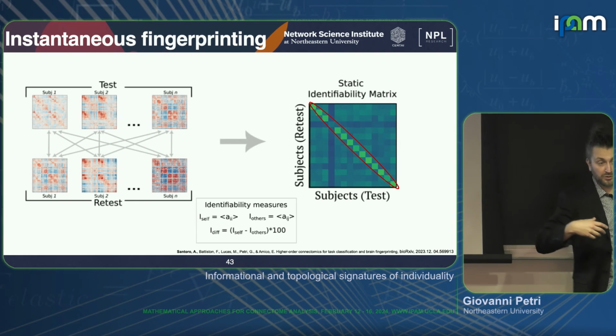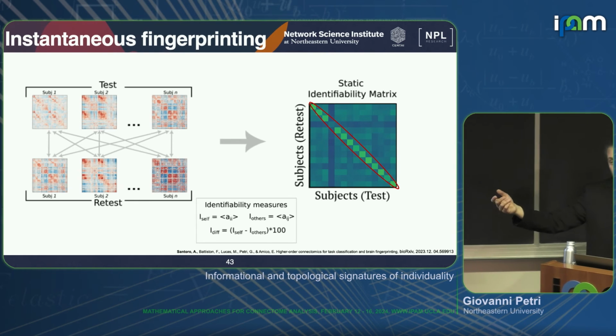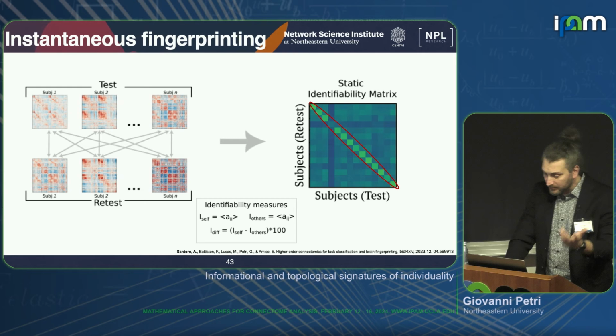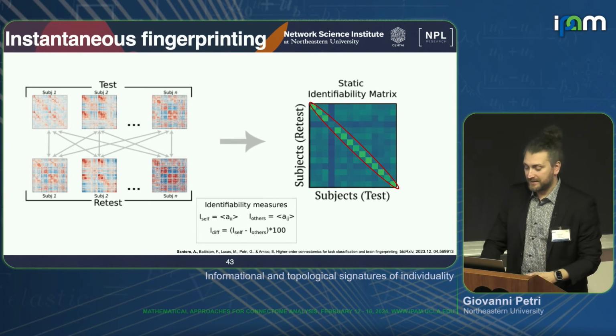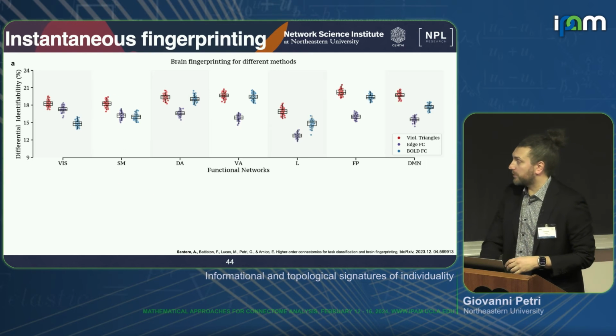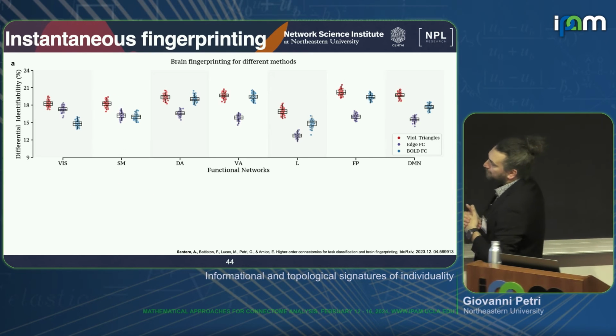And it's the difference between how similar you are to yourself versus how similar you are to others. We do this, and we find very bad results. Okay, so if we do this at the global level, the whole brain level, we find basically that we cannot really fingerprint.